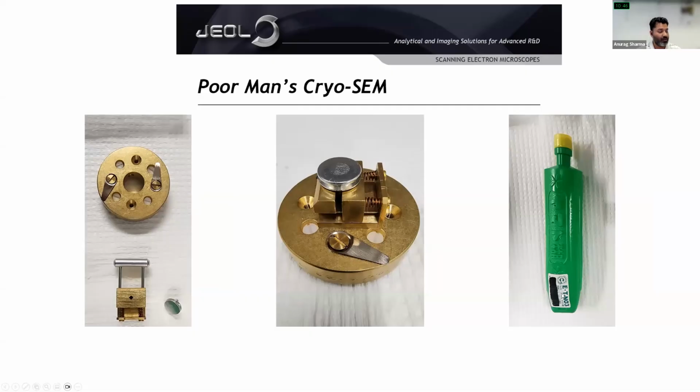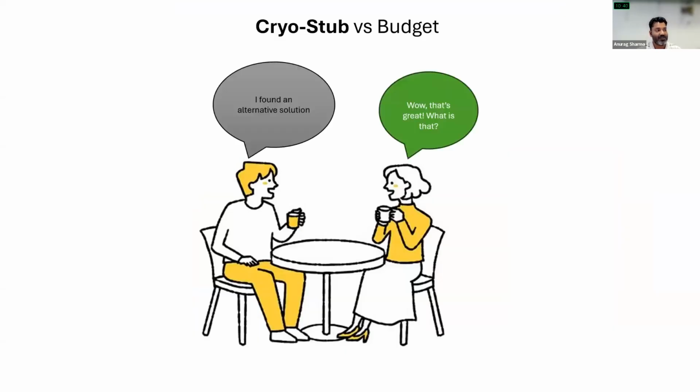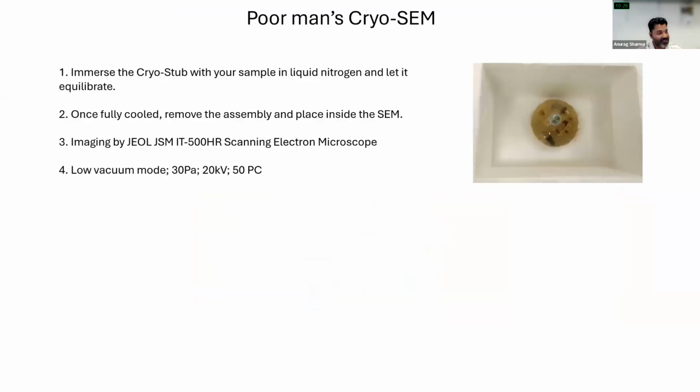So this looked like a simple solution. The next morning I told Amalia, I found this alternative solution. Amalia asked, what? And I said, maybe a poor man's cryo-SEM block would be useful. She asked what the cost was, and I said, $150. It is about 1% of the cost. And she said, let's order it.